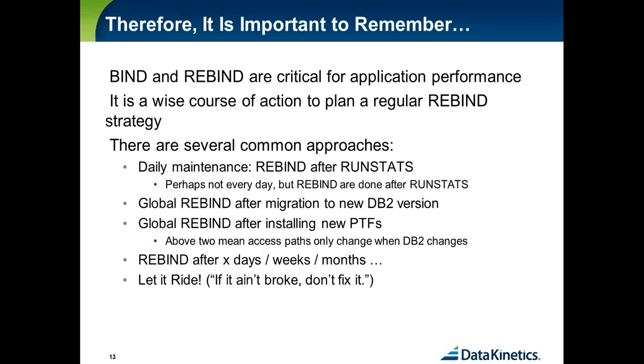One of the things that's important to remember then is that you need a regular rebind strategy, something that is going to say, after so much time progresses, I need to rebind my programs. If I'm not rebinding, then I'm running with access paths that were formulated potentially a long, long time ago. What are the approaches that people use?